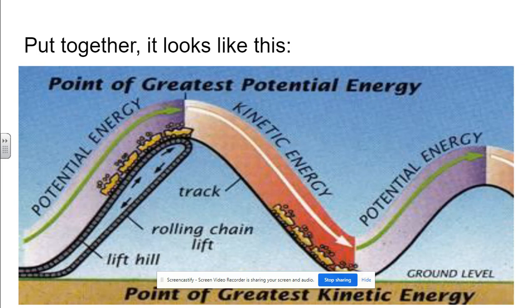And again, put together like this, it looks like potential energy increases as the car goes up the hill. And then as the car begins to move down the hill, the potential energy becomes kinetic. As the car begins to creep up the second hill, the potential energy begins to increase and the kinetic energy begins to decrease.